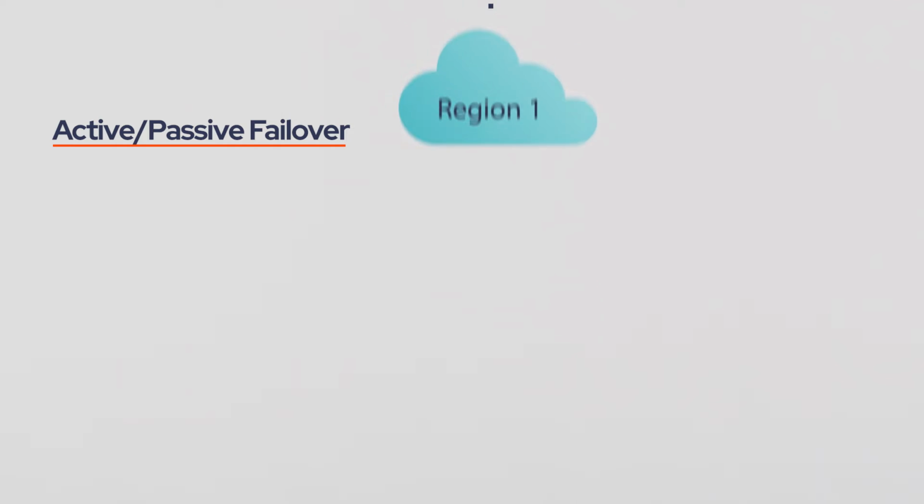pretty great. The downside? Well, this model is significantly more difficult to engineer and has to be baked into your application architecture from day one. It's extremely expensive to take an existing application and rebuild it to be multi-region active. The alternative is the active-passive failover model.